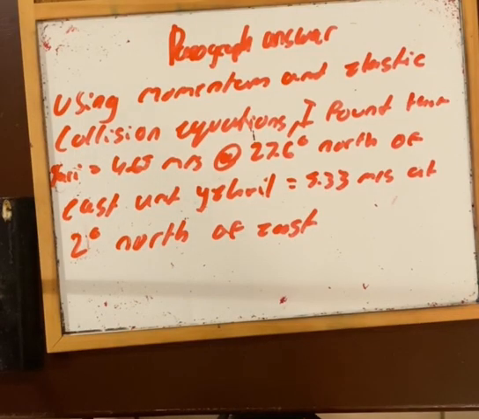This is my paragraph answer, our final answer. So using momentum and elastic collision equations, I found that Yari is equal to 4.65 meters per second at 27.6 degrees north of east, and Yehiel is 5.33 meters per second at 2 degrees north of east after they hit each other, or after they collide.